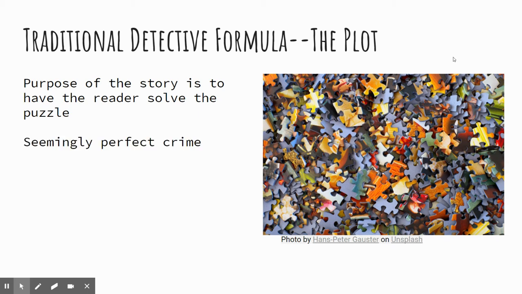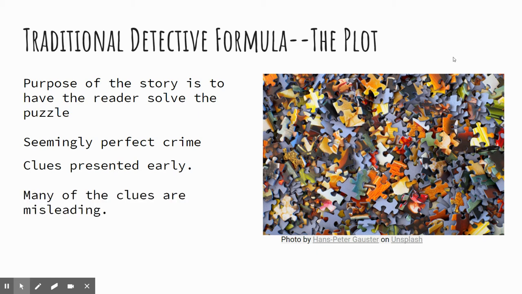The crime is seemingly perfect. The clues are usually presented very, very early in the story. There might be some red herrings. There might be some things thrown in to toss the reader off the track. But the traditional detective formula basically has everything presented to solve the puzzle very, very early. Many of the clues, as I said, are misleading, but all the clues you need to solve the puzzle are there.